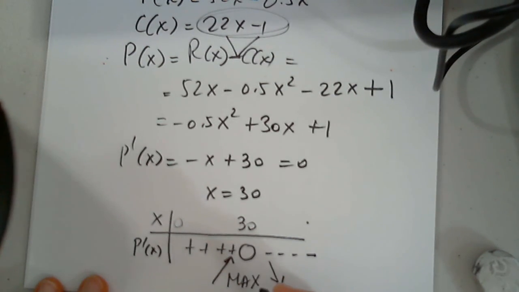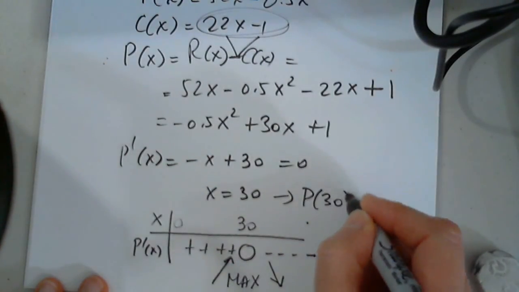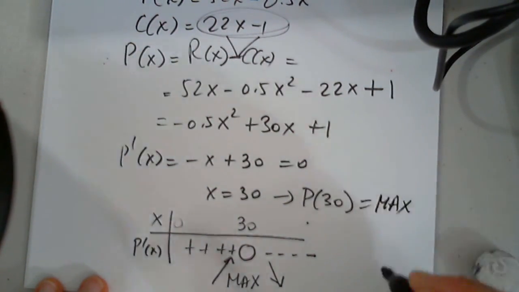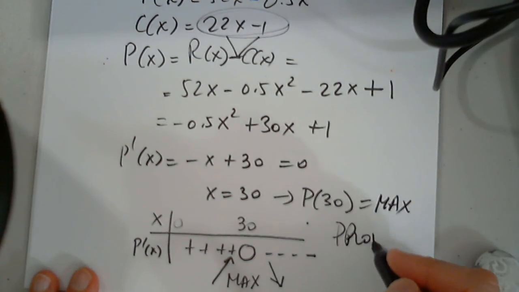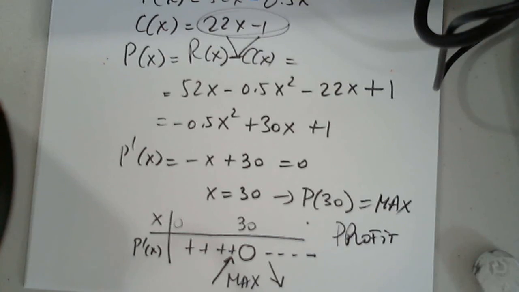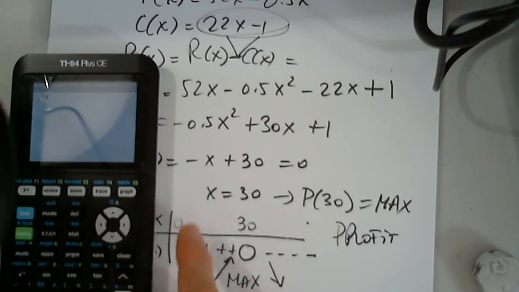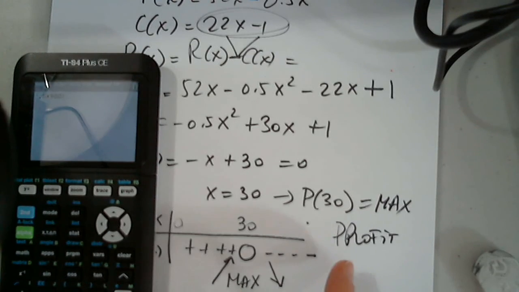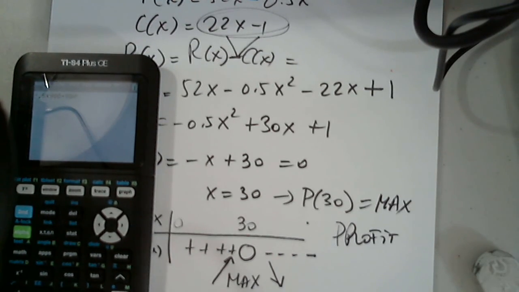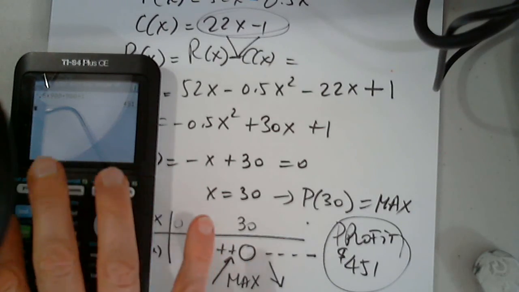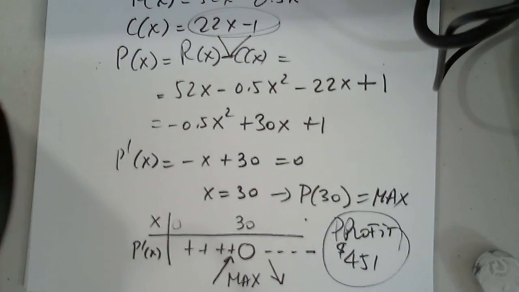Now the maximum value will be determined by P of 30. P of 30 will be the maximum profit. I have to plug it in. So when I plug it in, let's see what we get. So I have negative 0.5 multiplied by 900, that's 30 squared, plus another 900 and plus 1. And I got 451. Maximum profit, 451. Perfect pick.